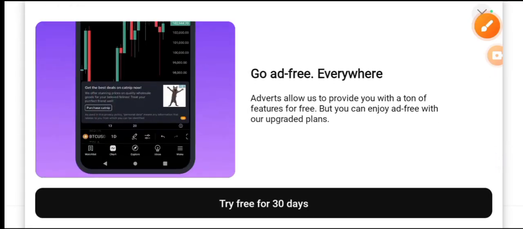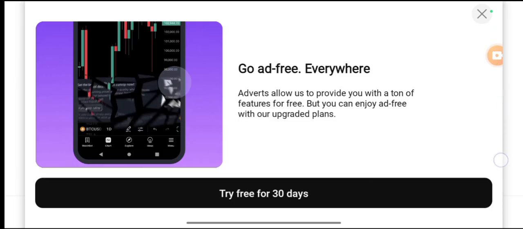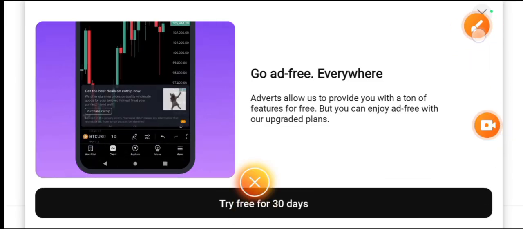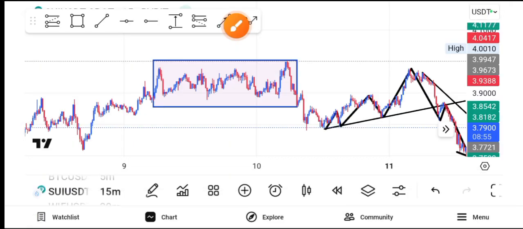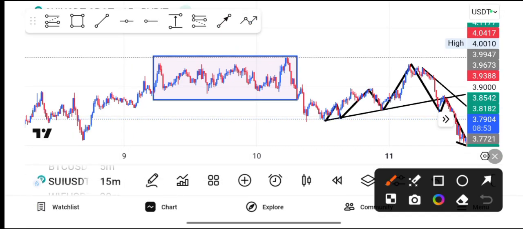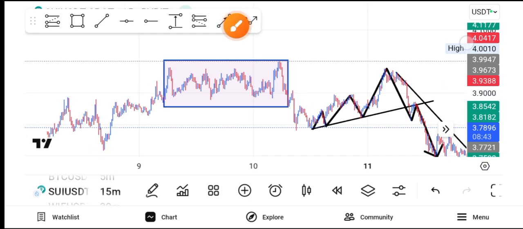Sorry, let me remove this. The advertisement is too much. So in this box, you are not expected to take a trade. If you are taking a trade here, you are just gambling. Why? Because you don't know where the market is going. All right, so that is it. Let's get back to our slide.